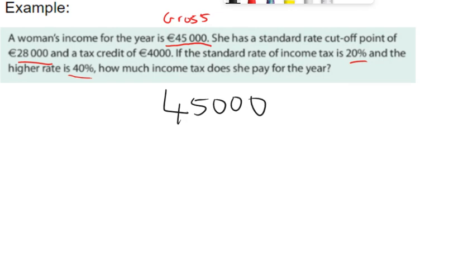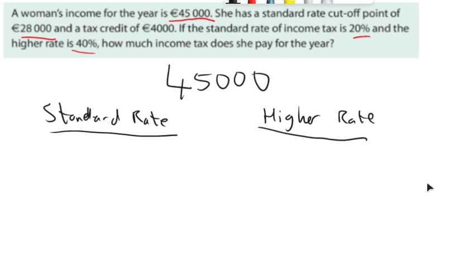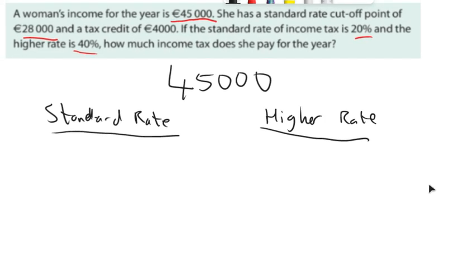So this is the way I generally lay out questions. So I'm going to split it into standard rate and higher rate. And this is just a good way of showing the examiner in an exam that you know how to split it up and you know the differences between them. So everything up to the 28,000 she's going to pay at the standard rate, because that's the standard rate cut-off point.